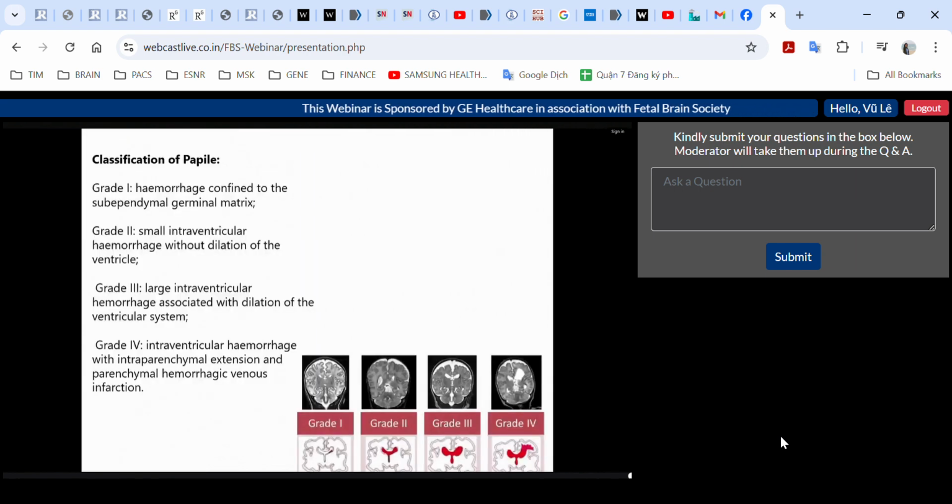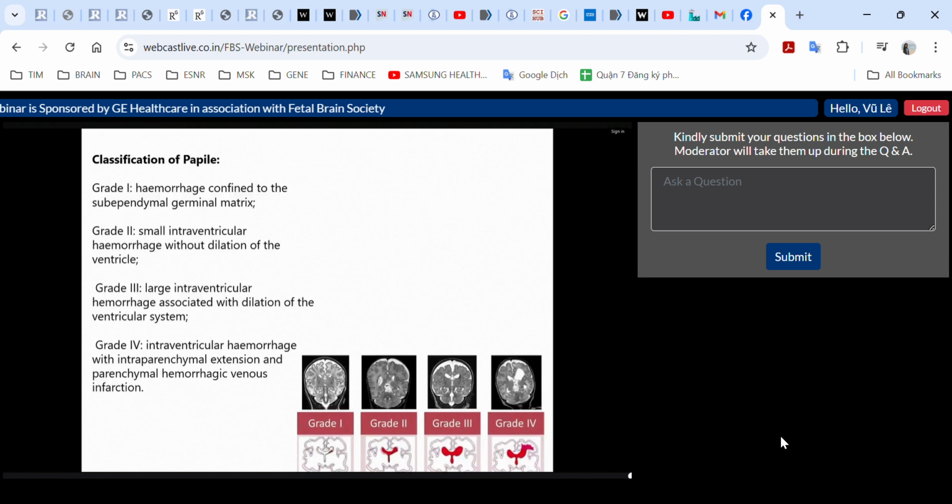The most commonly used classification for intraventricular hemorrhages is divided into grades from 1 to 4, where grade 1 corresponds to a hemorrhage limited to the subependymal germinal matrix. Grade 2 is represented by intraventricular hemorrhage in the absence of dilatation. Grade 3 is characterized by acute ventricular dilatation, while grade 4 is defined by the presence of parenchymal venous infarction.